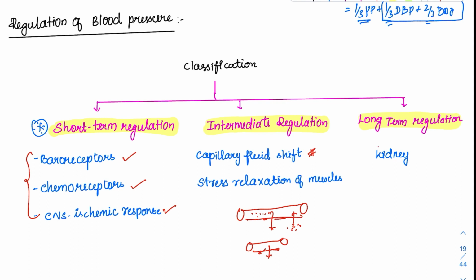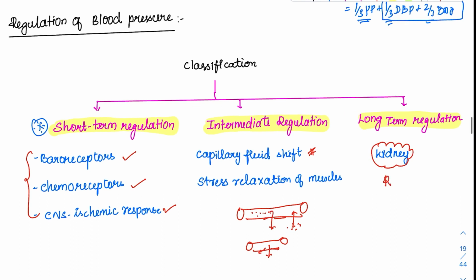And the long-term regulation is by the kidney. What is the system which is going to do the long-term regulation? It is the RAS system, the renin, angiotensin, aldosterone system. And the angiotensin and aldosterone which are formed are powerful vasoconstrictors. So whenever the BP is falling, it will try to bring it back to the original levels. So the long-term regulation is the kidney.